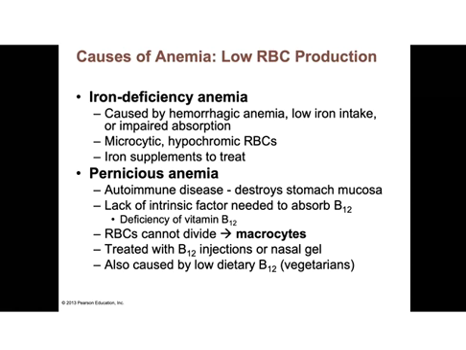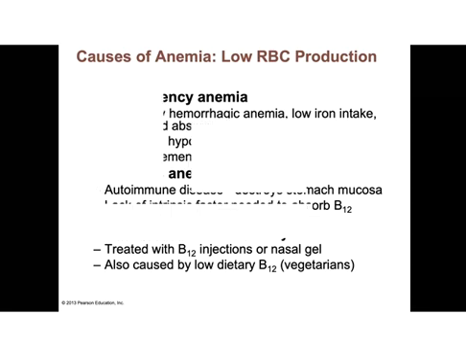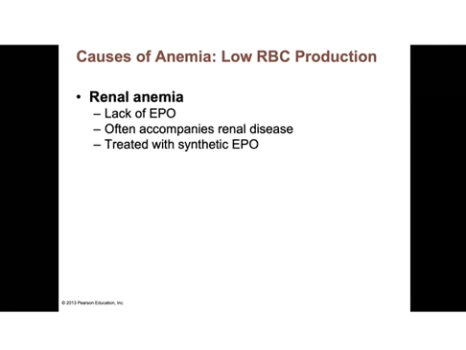It can also be caused by low B12 in the diet. This is a danger in people that are vegan or vegetarian because a lot of our B12 comes from animal sources. Renal anemia is a lack of erythropoietin. This often accompanies renal disease and is treated with synthetic erythropoietin.